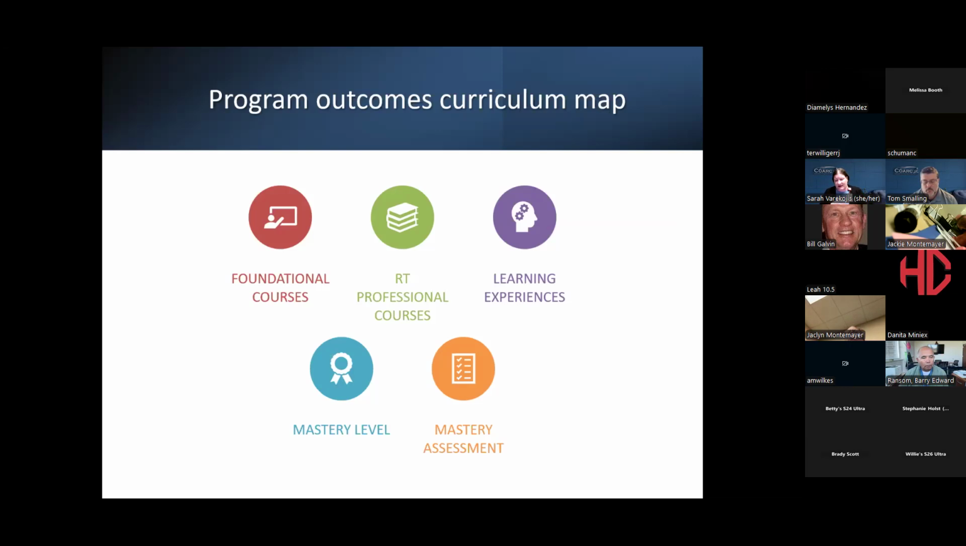And again, just like with the competencies curriculum map, you can include as many columns as you want. We suggest that maybe you include some of the same, but some different. So foundational courses, professional courses, learning experiences, and what mastery level, again, is really important. And then how you're going to assess mastery for those program learning outcomes would be a strong suggestion from us.